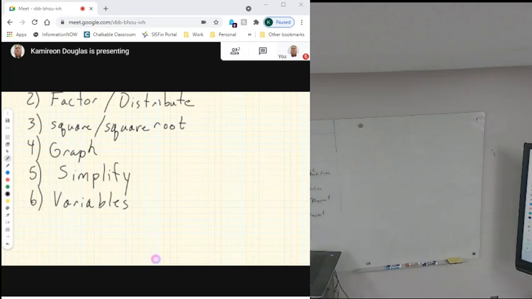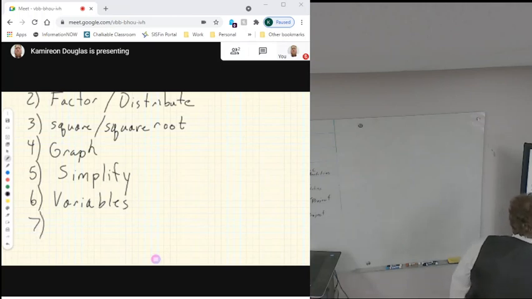Like, it's always allowed. Well, logs. Logs, exponentials. Algebra 2.